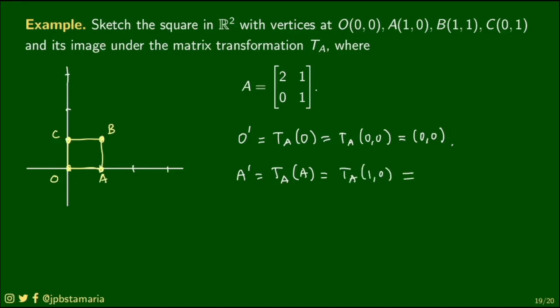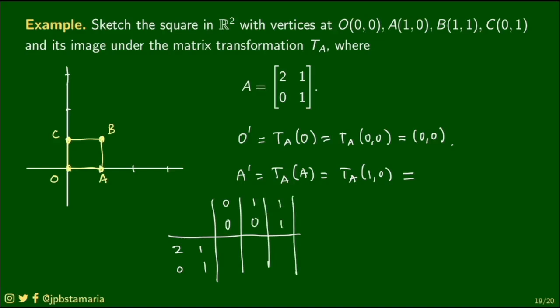Now, how do we calculate the image of 1, 0? So, from scratch, we're going to do matrix multiplication. So, we simply multiply the matrix 2, 1, 0, 1 to the column vector 1, 0. That's how we do the matrix transformation. As a shortcut, you just write the matrix A over here, and then you write the vertices over here: 0, 0, 1, 0, 1, 1, and 0, 1.